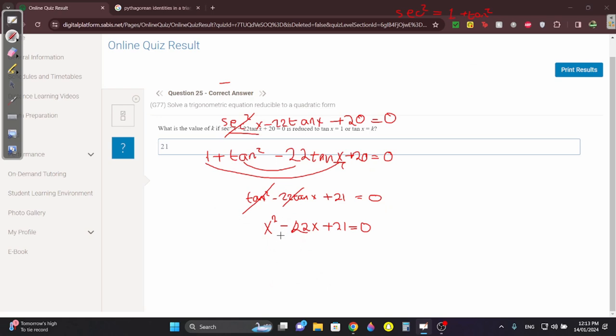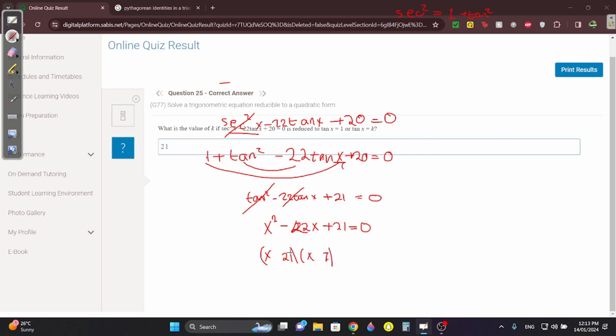Okay, let's move this up. We factor it like it's a normal equation. x squared minus 22x plus 21. How do I factor it? Which two numbers, when you multiply them you get 21, when you add them you get the middle term, which is 22. It will be 21 and 1.